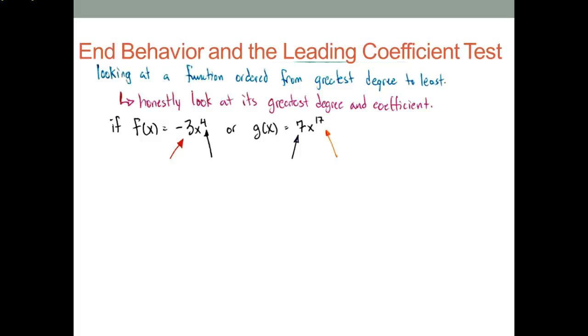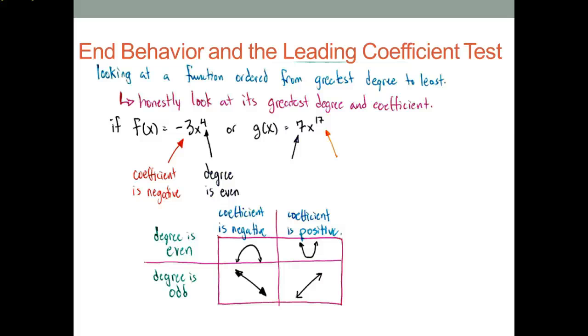If I look at f and g, they're both polynomial functions. For f, we see the red arrow is pointing to -3, and that coefficient is negative. If we look at the black or dark purple arrow, we see that its degree is even. So that brings us to this chart.